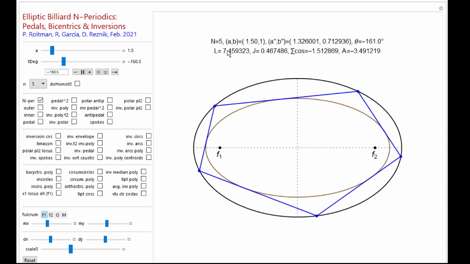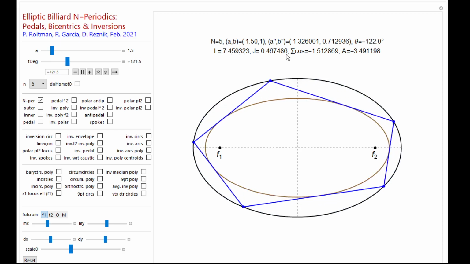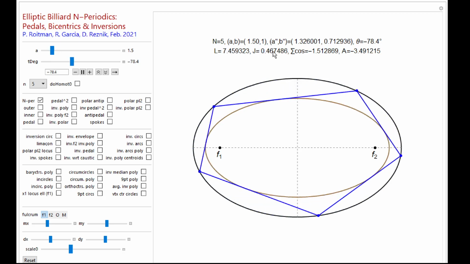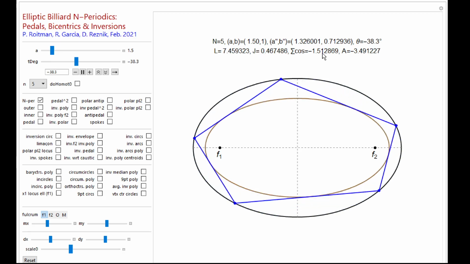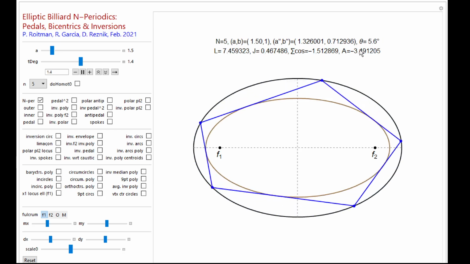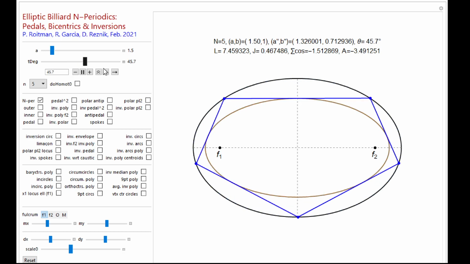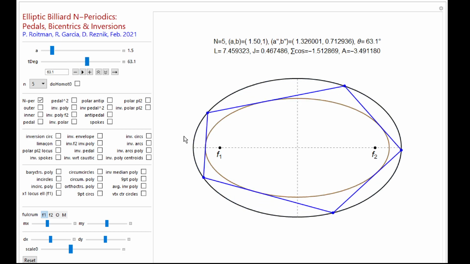But recall that this family conserves perimeter. It also conserves a quantity known as Joachimsthal's constant, J, but it also conserves the sum of cosines. Its area is variable. Alright, now in this video I'm going to talk about petals, bicentric families, and inversions. So let's start off by considering the petal family to these n periodics with respect to F1.